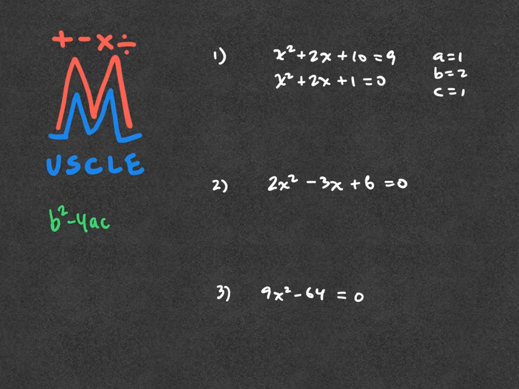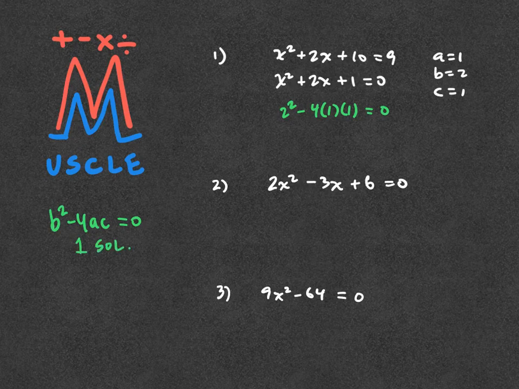So b squared minus 4ac will be equal to 2 squared minus 4 times a times c. What does that come out to equal? It comes out to 0. It's 4 minus 4. If b squared minus 4ac equals 0, there's one solution. I don't know what the solution is yet, but I can say confidently there's one solution, and I just have to continue on to do the work using whatever method I see fit.